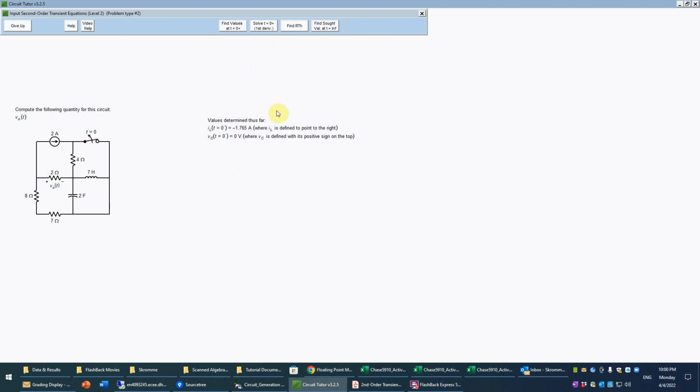Okay, so that completes the analysis at 0 minus, and the results have been summarized here for us for reference in the future. And now, the next step would be to analyze the circuit at 0 plus. So I'll click on that button.